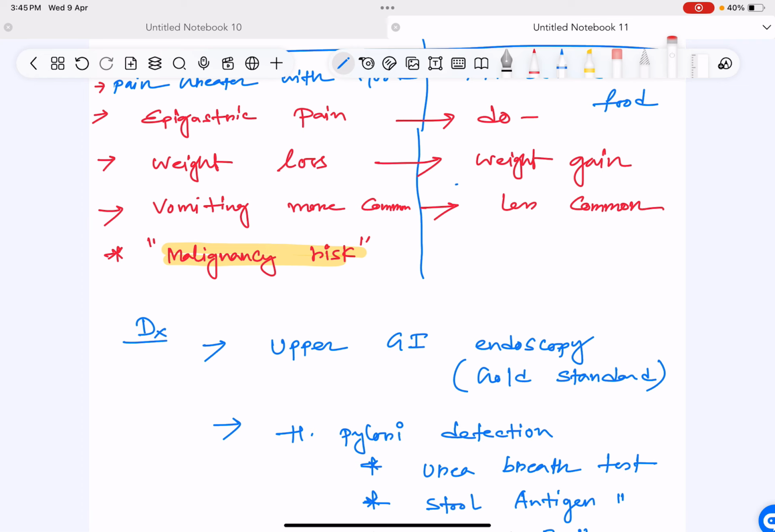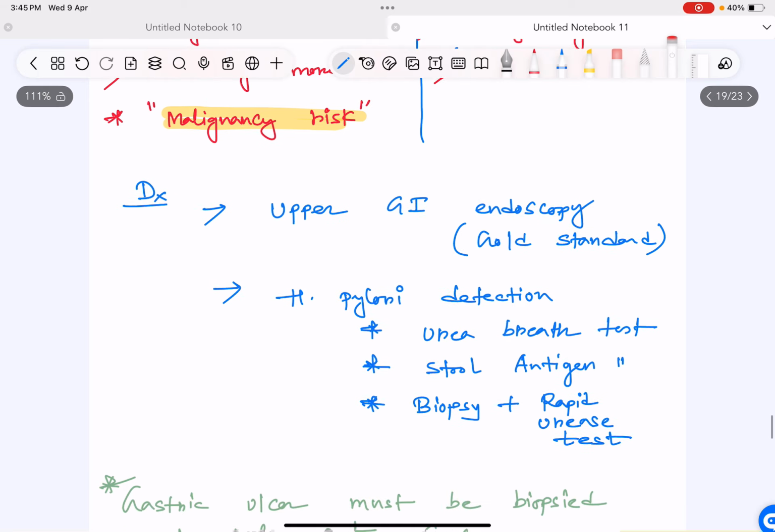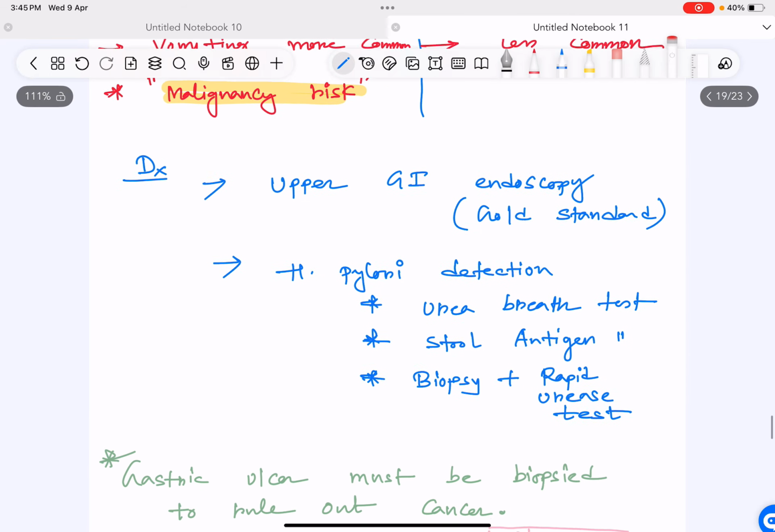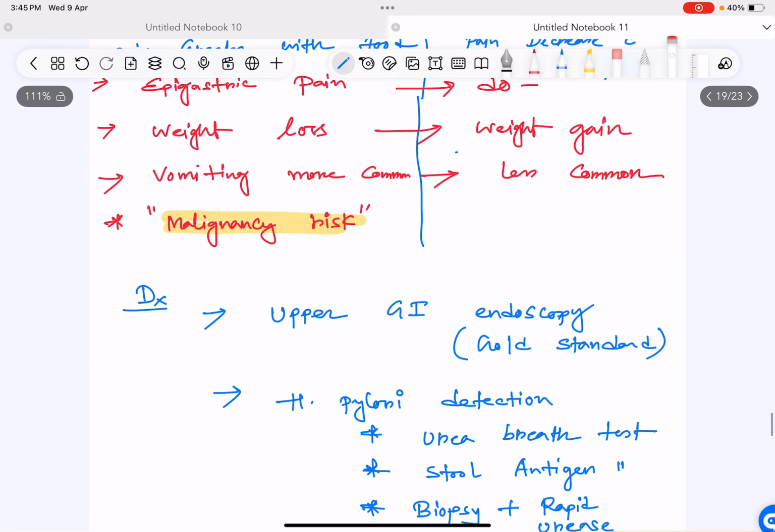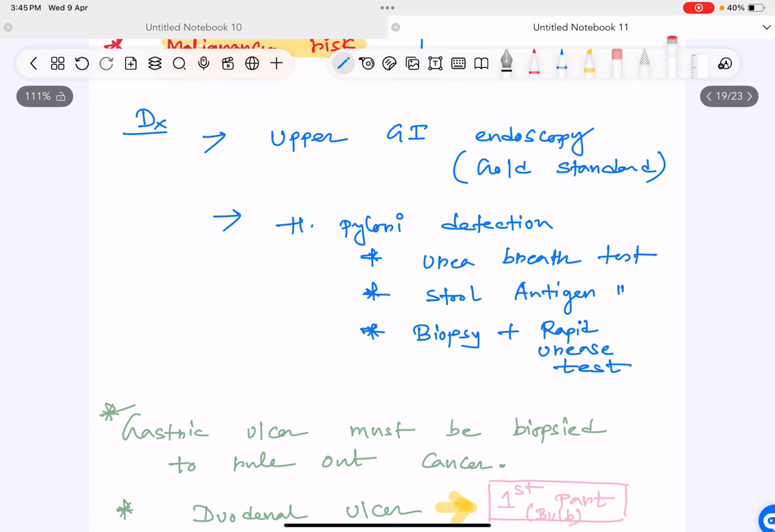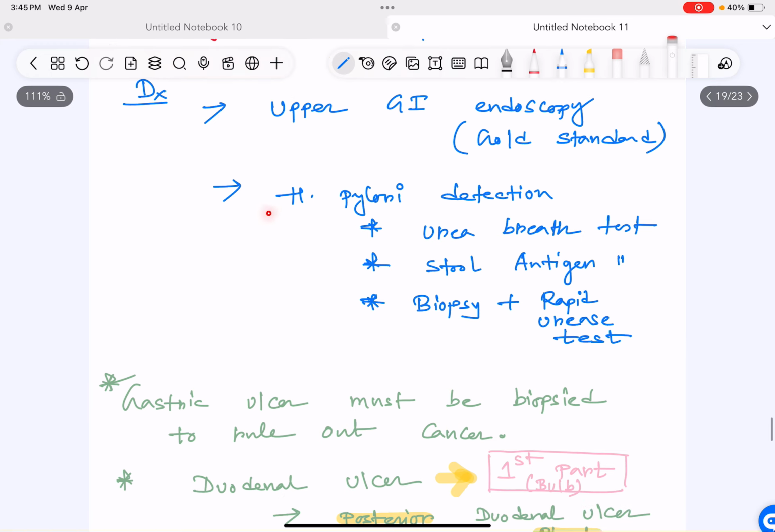So when you are asked to do upper GI endoscopy, if you see a gastric ulcer, you must take a sample for biopsy to rule out cancer. But for duodenal ulcer, you don't have to take a biopsy, you just take the pictures and give the report, because upper GI endoscopy is the gold standard for peptic ulcer disease. And with the endoscopic evaluation, you should also check for H. pylori. There are ways to do that.